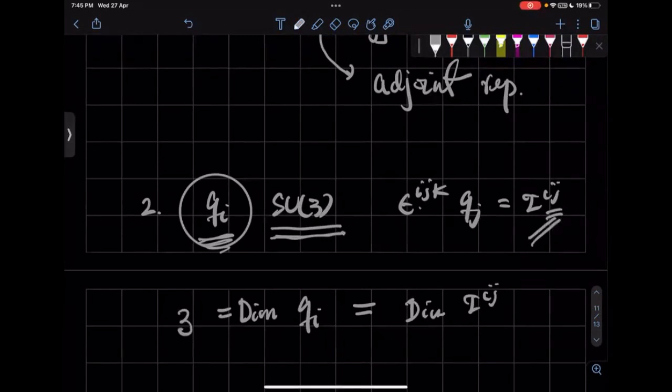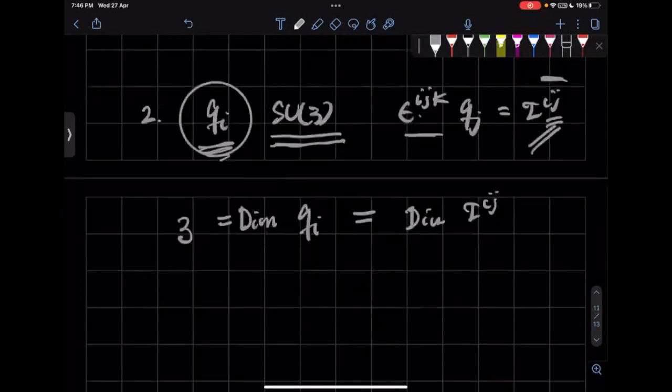And it has 3 independent components, right? Because of the antisymmetry here. Because i and j take the values 1, 2, and 3. Because of the antisymmetry, there are not 9 independent elements. It has 3 independent elements, right? Because of the antisymmetry of the epsilon tensor. Okay, is that clear?